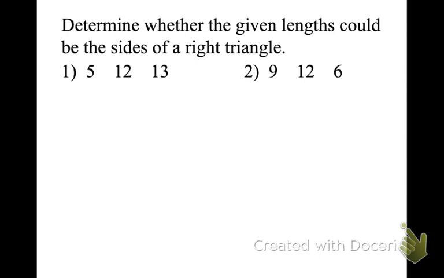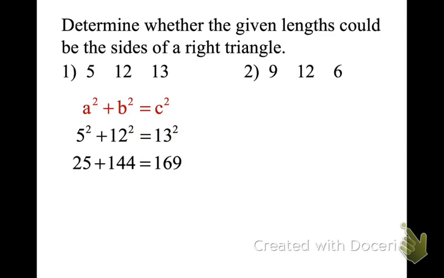So, for instance, if I do a squared plus b squared equals c squared, I'm substituting 5 squared plus 12 squared should equal 13 squared. 25 plus 144 equals 169. When I add 25 and 144, I get 169. So this is a right triangle. Let's try the next one. You guys try it on your own.